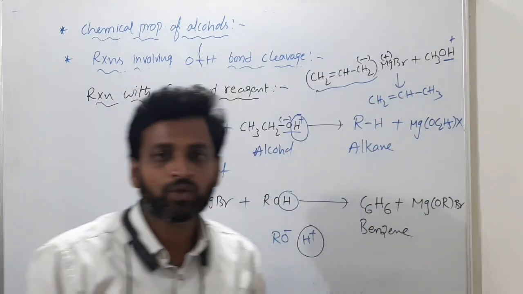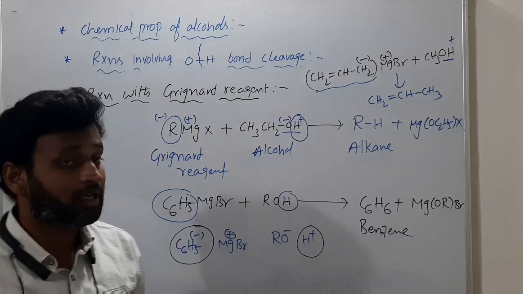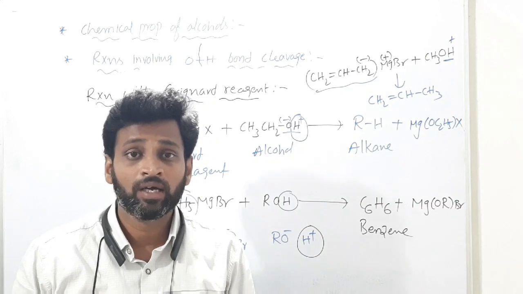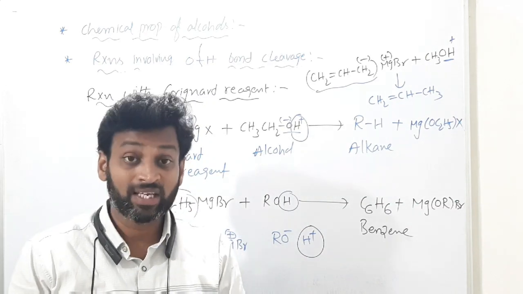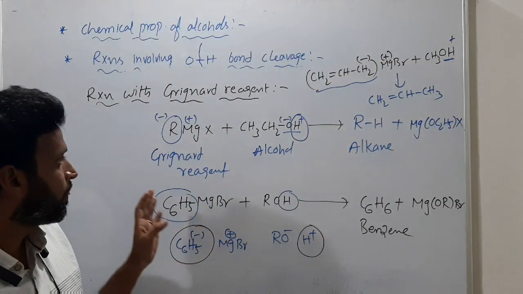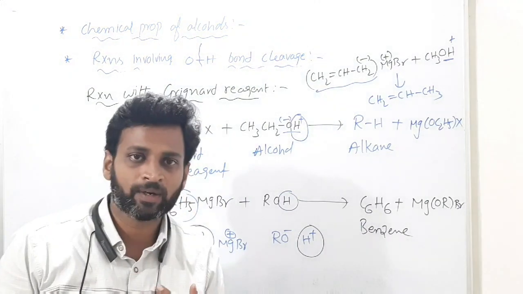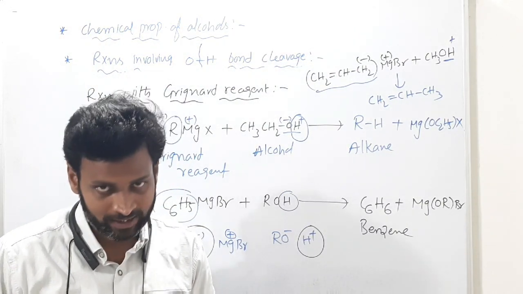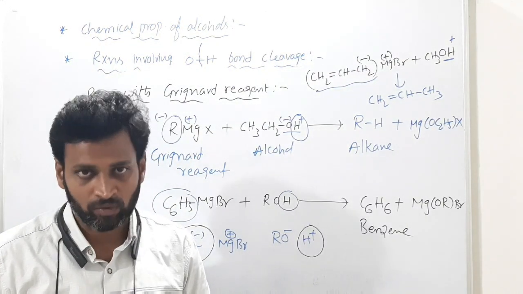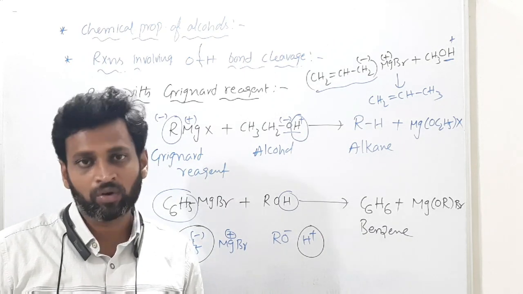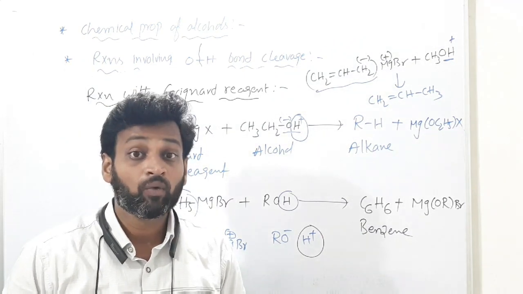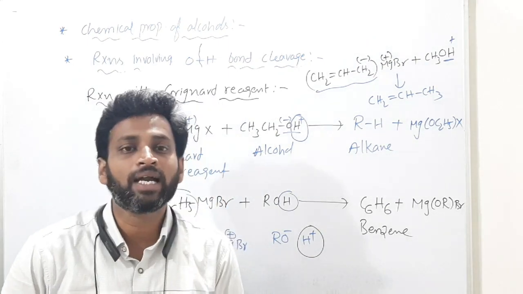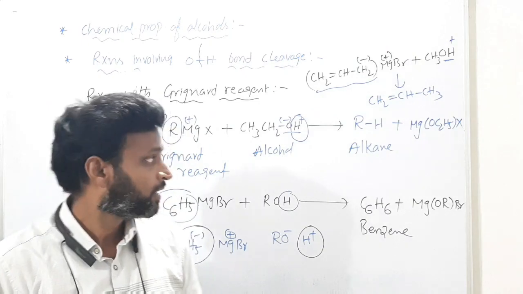Got it, sir, clearly? So these are the reactions involving OH bond cleavage, and next class we will discuss reactions involving CO bond cleavage. Till here I hope you understood about acidic nature and OH bond cleavage, and that OH bond cleavage takes place easily when the acidic nature is more, when the Ka value is more, when the pKa value is less. All these things we have to understand and remember. Okay, sir? Thank you.